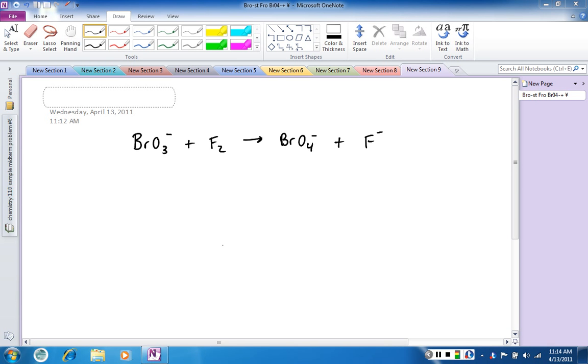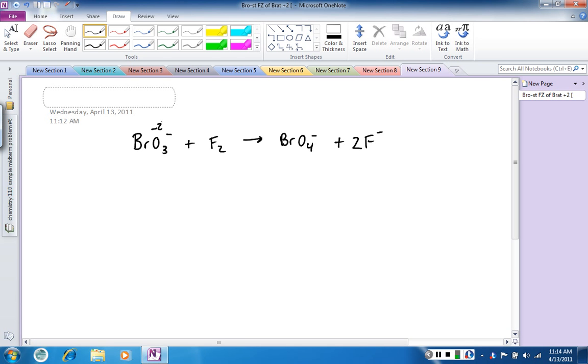We have 1 Br on the left side, 1 Br on the right side. We have 2 F2s on the left side. We need to have 2 on the right side, so we're going to put a 2 in front of our F minus. Okay. Next step, once you get that balanced, we need to assign our oxidation numbers.